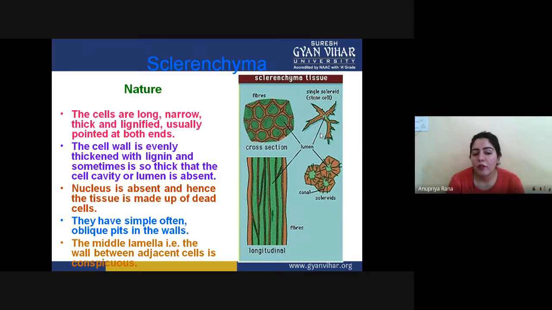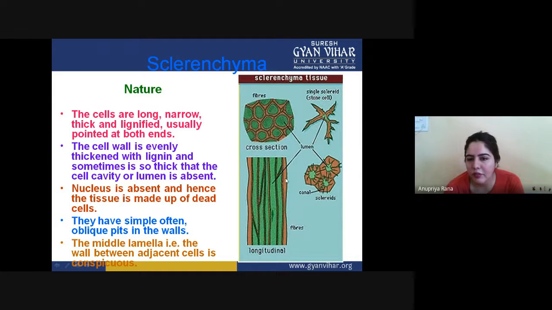They have simple, often oblique pits in the walls. Sometimes they have pits for transportation, but this is rare, not every time they have pits. The middle lamella, the wall between adjacent cells, is conspicuous. This middle lamella is the middle layer between two cells.